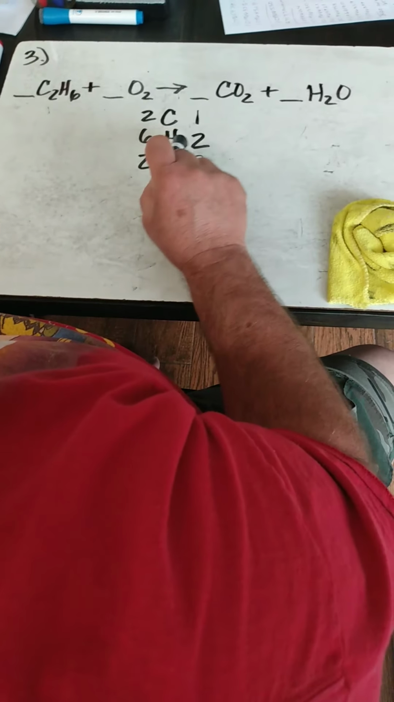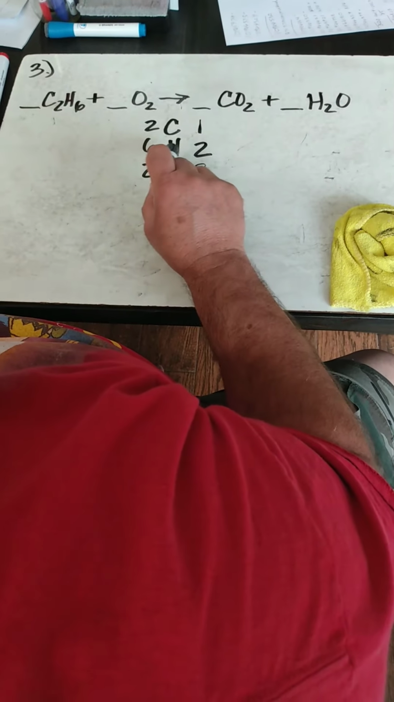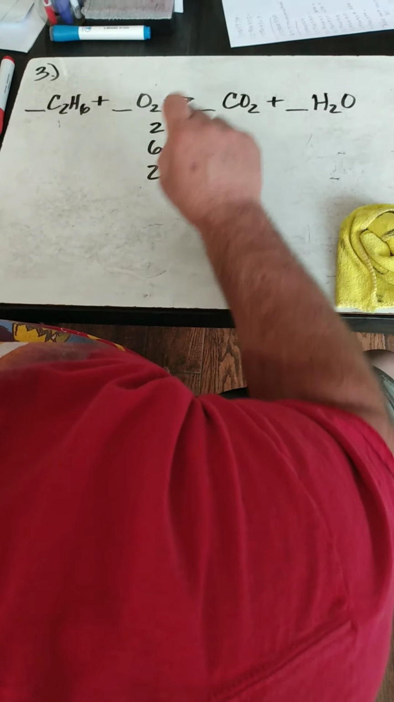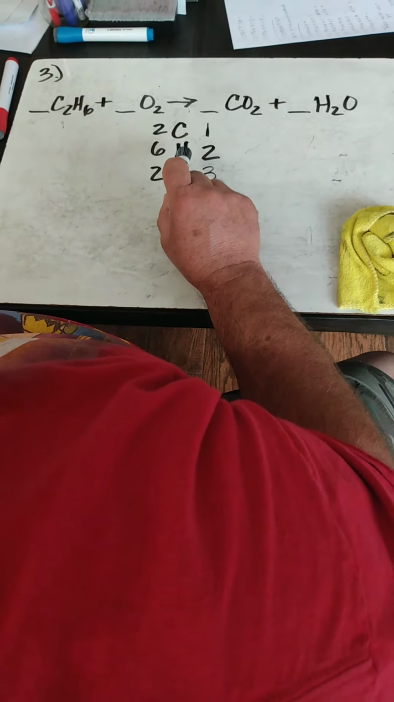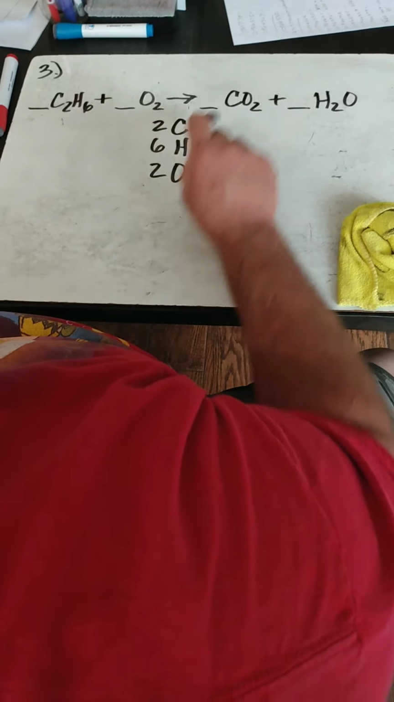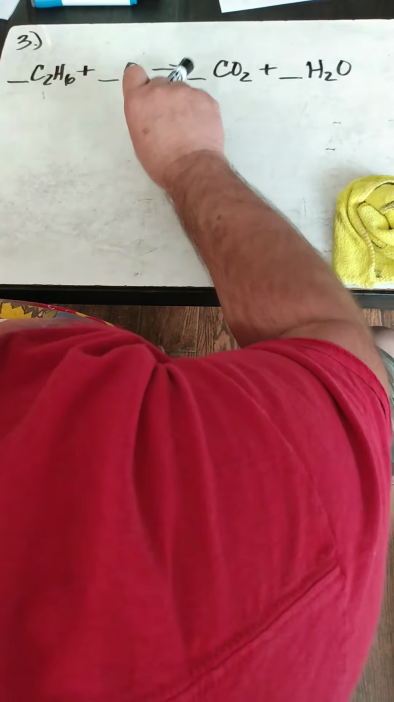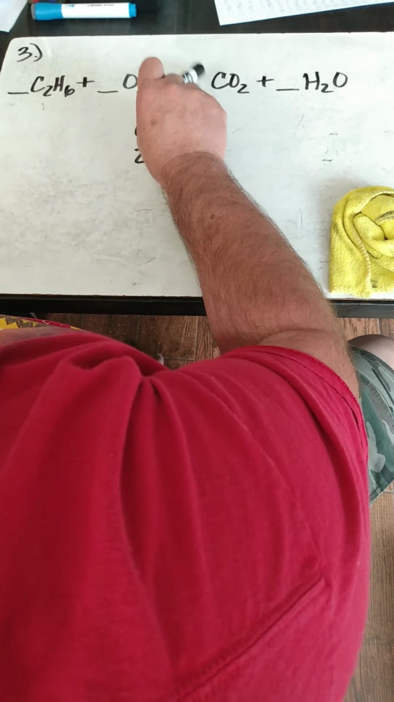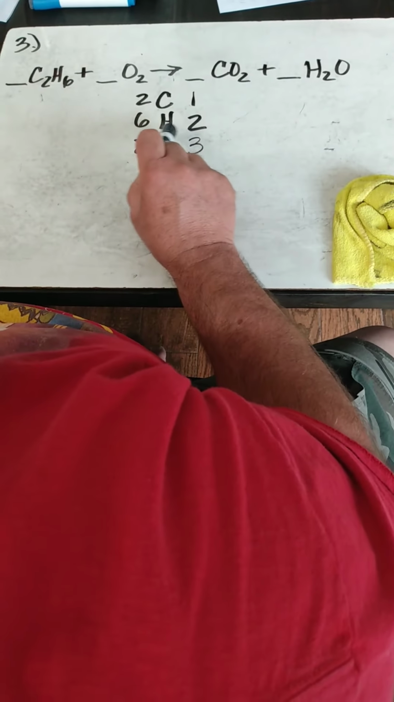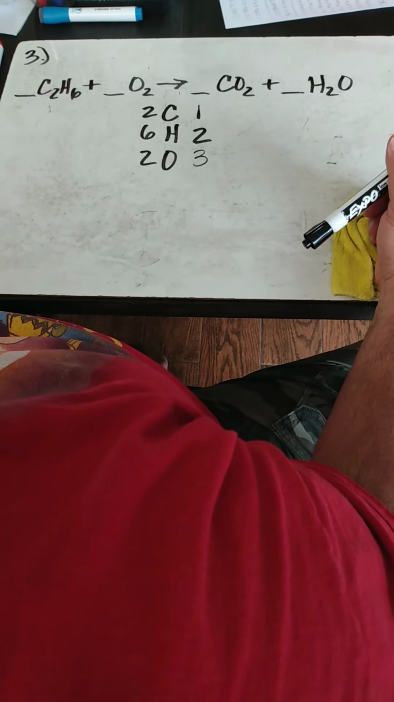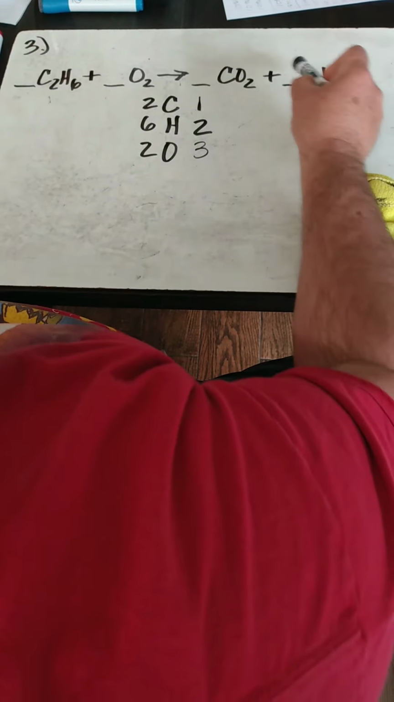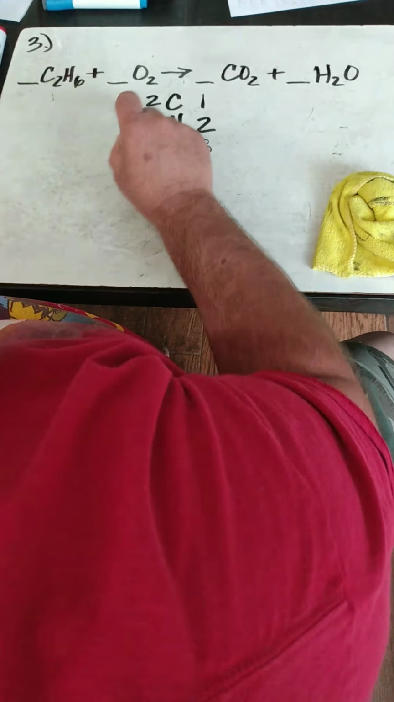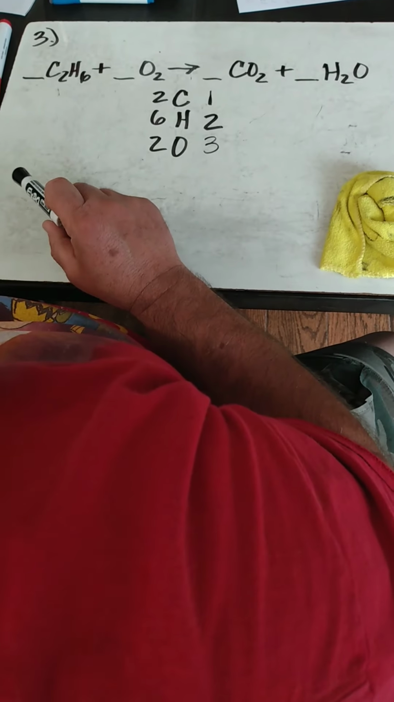Carbon is off, hydrogen's way off. We'll look at hydrogen here in a bit. Let's take a look at the carbon. Okay, I need to have 1 more carbon here. So if I put a 2 there, that gives me 2 carbon. Okay, and so this is where you now end up playing around. Now you sort of have to guess. Always do this one last, okay, because it's all by itself.